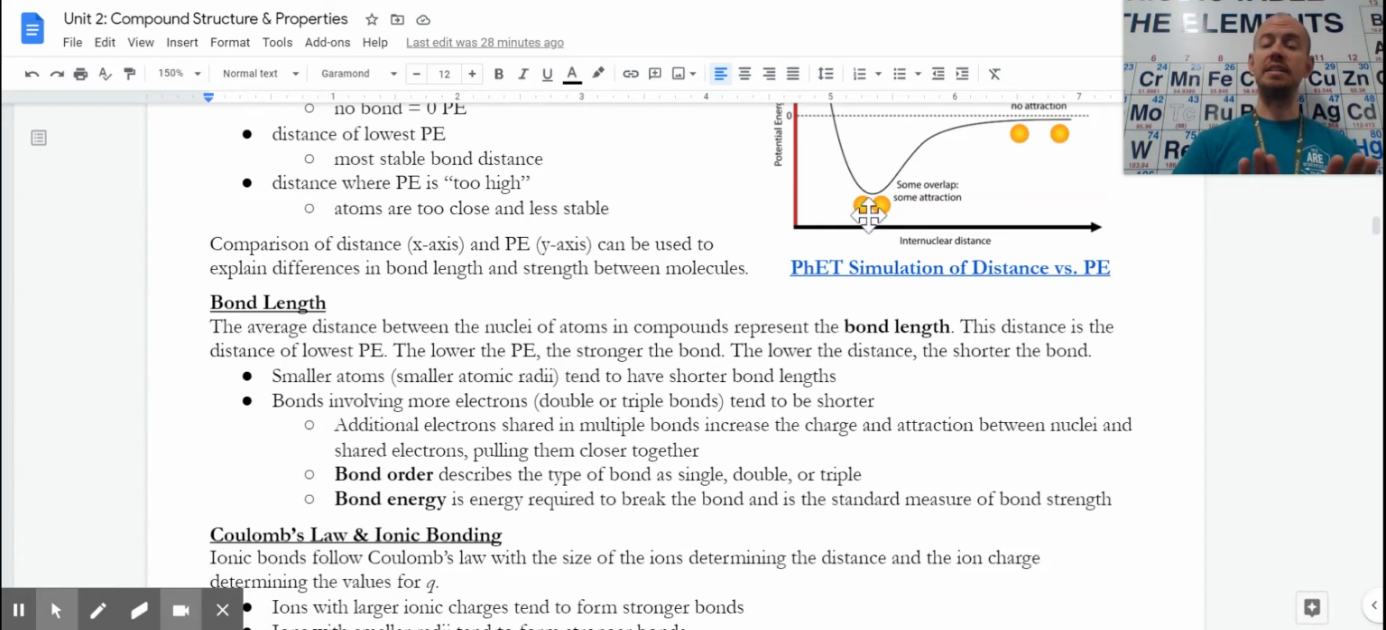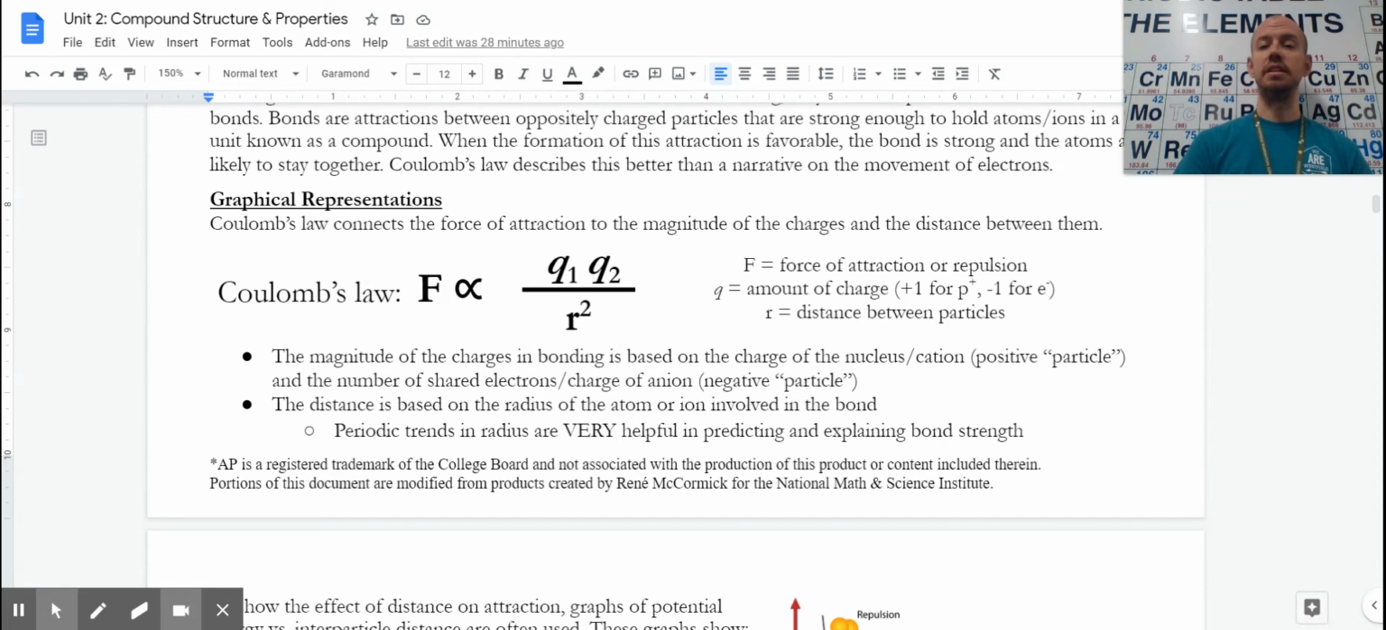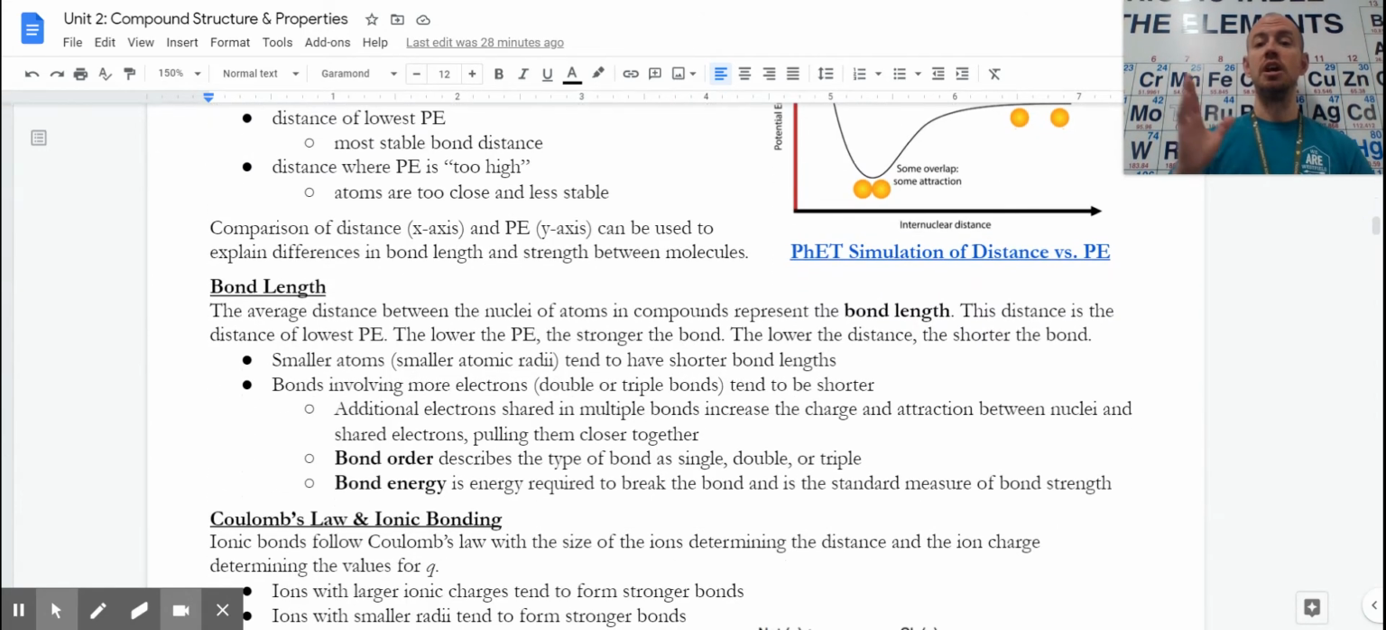The shorter that distance, that's a smaller r value as we go to Coulomb's law, that's going to lead to a larger force of attraction. So shorter bonds tend to be stronger, and we can summarize this here. Small atoms have short, strong bonds compared to large atoms. So when two things from near the top of the periodic table are bonded, they're likely to have a stronger bond than two things from near the bottom.